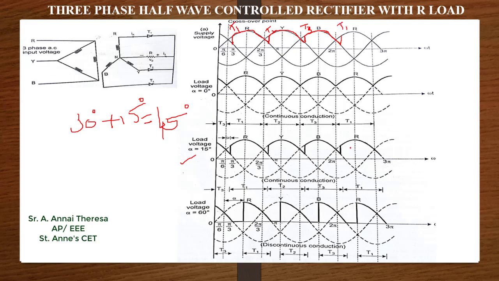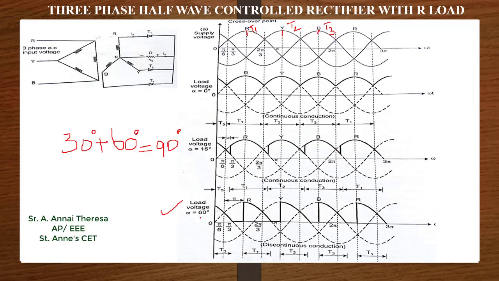So it continues like this, R Y B goes on like this. So here also we have continuous conduction. No zero has been reached, no zero level, so it is continuous conduction.